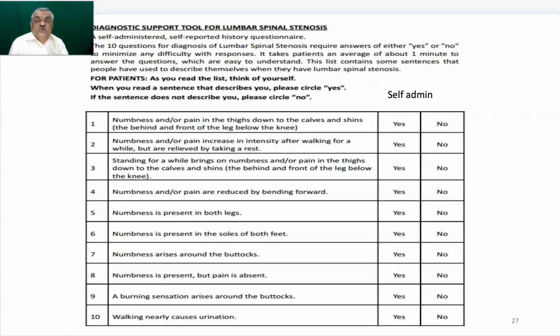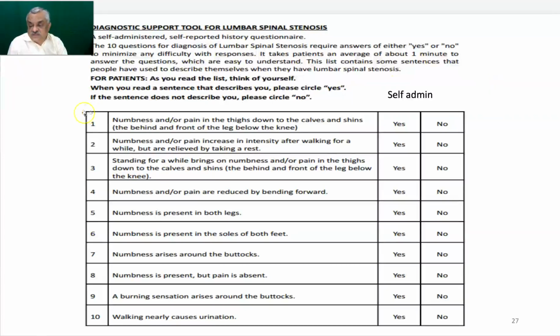We ask the patient to go through this questionnaire, which is to be filled by the patient. This is a self-administered questionnaire, and we ask them to give the answers yes or no. It commonly takes less than about a minute to know. And you know that if all 10 are yes, it is severe. If 6 are yes, it is moderate. If 2 are yes, it is mild form of claudication. Now this gradation doesn't really help, but if it is severe, we need to think of intervention.